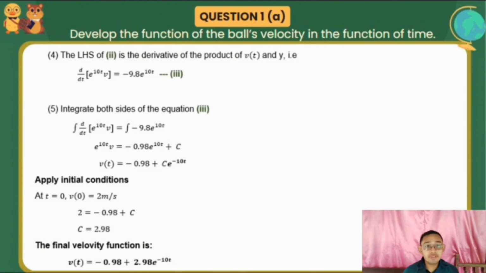Now, apply the initial condition. Substitute 2 into v(t), and we get the value of c equals 2.98. The final velocity function is v(t) equals negative 0.98 plus 2.98 e to the negative 10t. I will pass it to my friends.